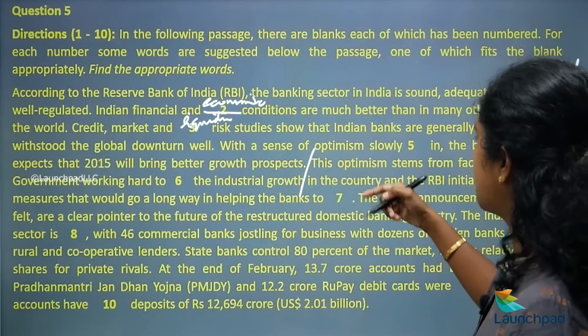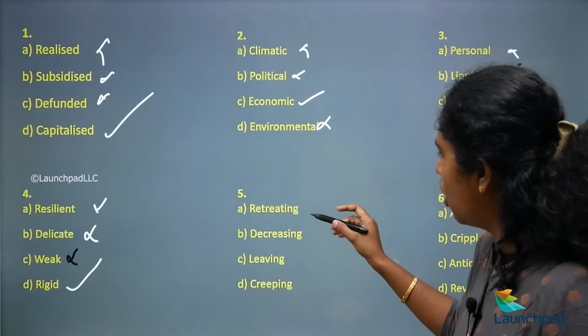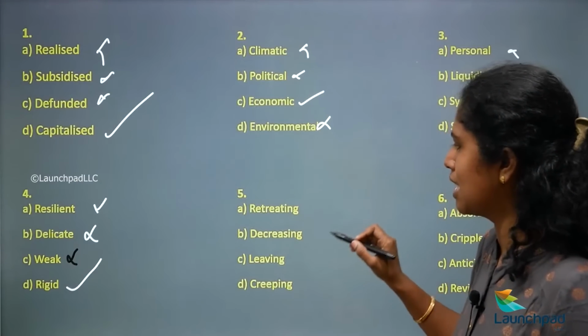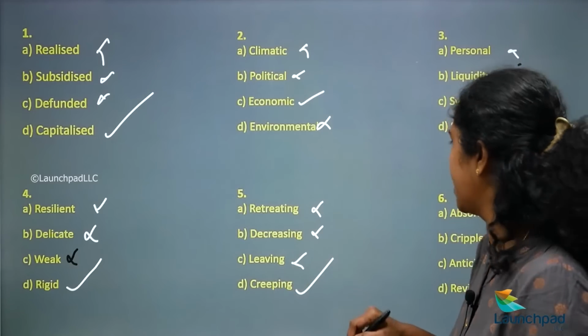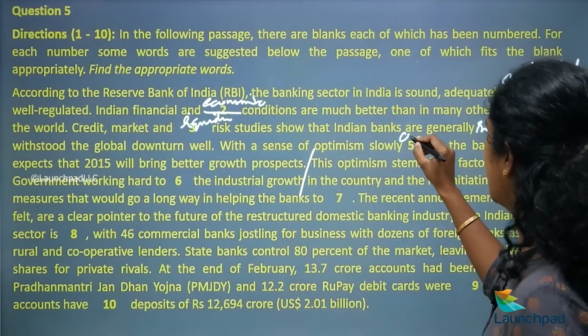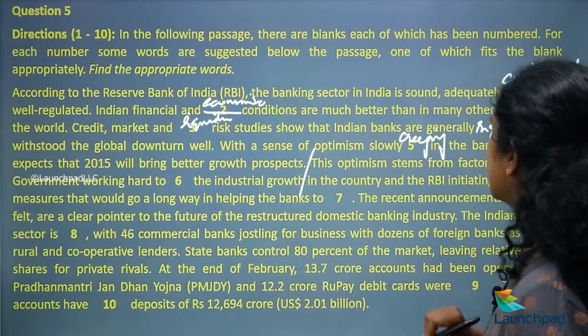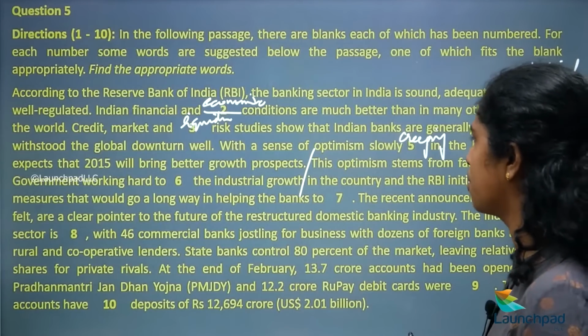With a sense of optimism, slowly dash in: coming in, something like coming in, or retreating, decreasing, leaving. So these are all about leaving, but creeping is about coming in, right? So what is your right option here? Sixth one, creeping. The banking industry expects that 2015 will bring better growth prospects.